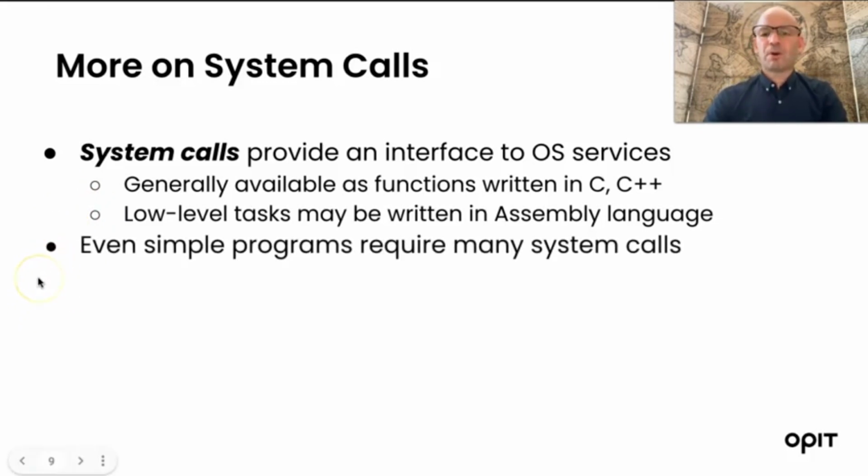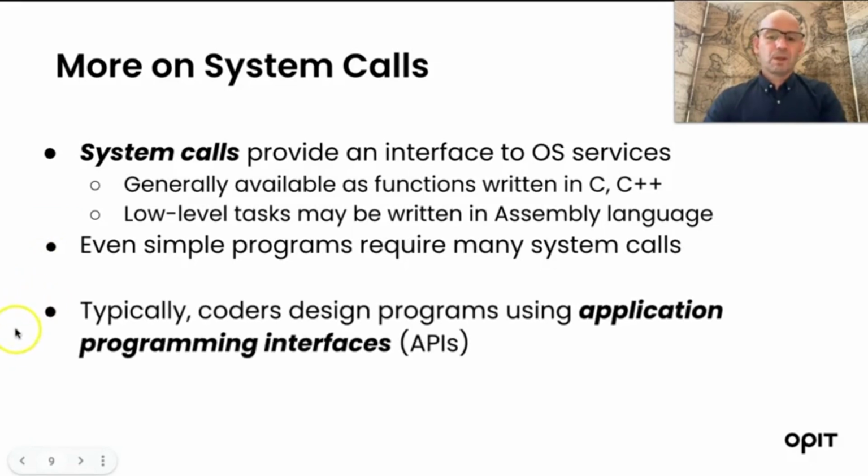So even simple programs require many system calls, right? Like you're always typing, you're always swiping, you're always saving, right? These days, particularly with autosave. So even if you're using a very simple program, it will still make a multitude of system calls. And typically coders design programs using what are called APIs. So the operating system itself, whether it be Windows or Linux as an example, provides these APIs that simplify accessing system resources.